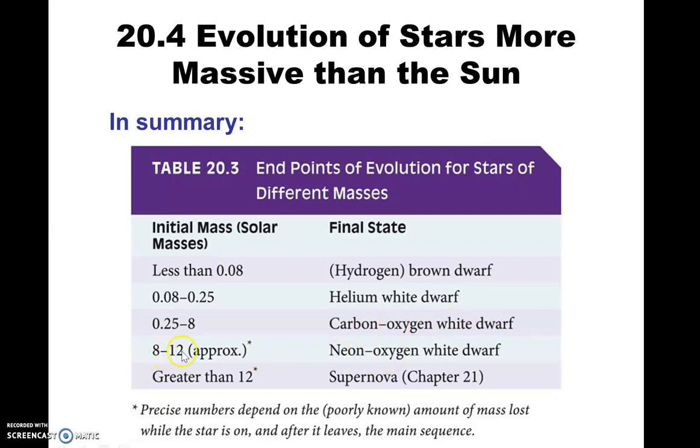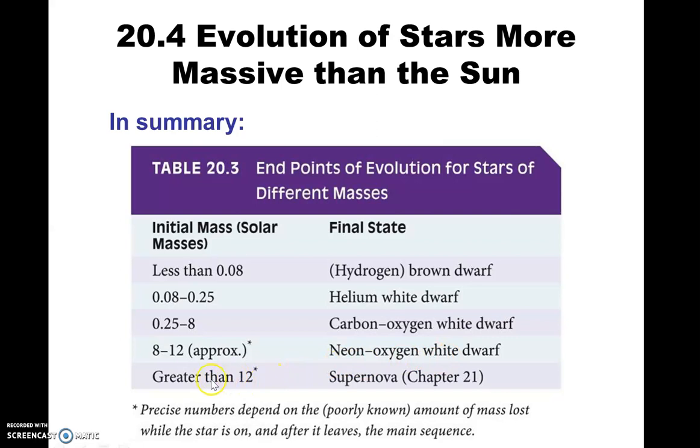Anywhere from 8 to 12 times the mass of the sun, you're looking at really rare instances. That doesn't happen all that much. And even more rare is when it's 12 times the mass of the sun. So those stars, 8 to 12, you're fusing all the way up to neon, and there's large quantities of oxygen in those white dwarfs.